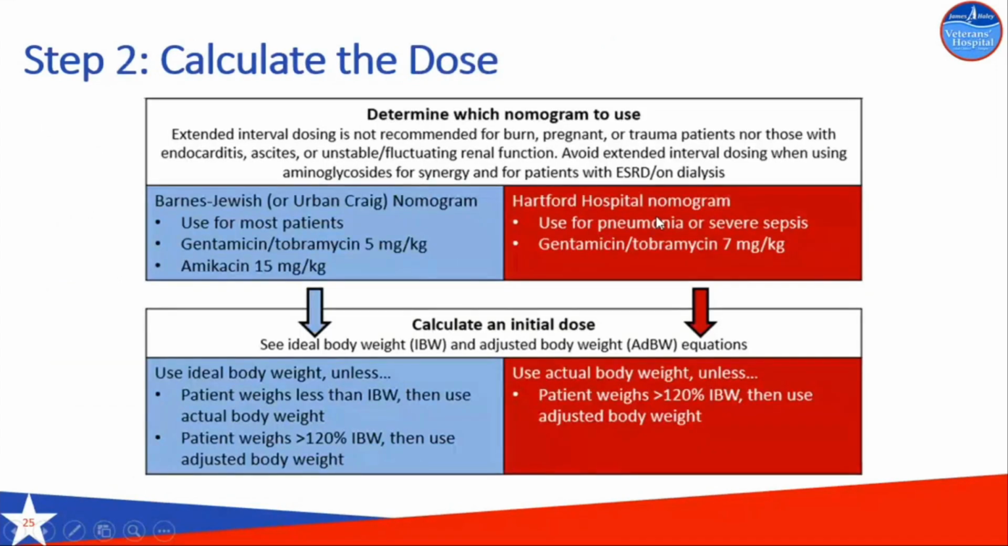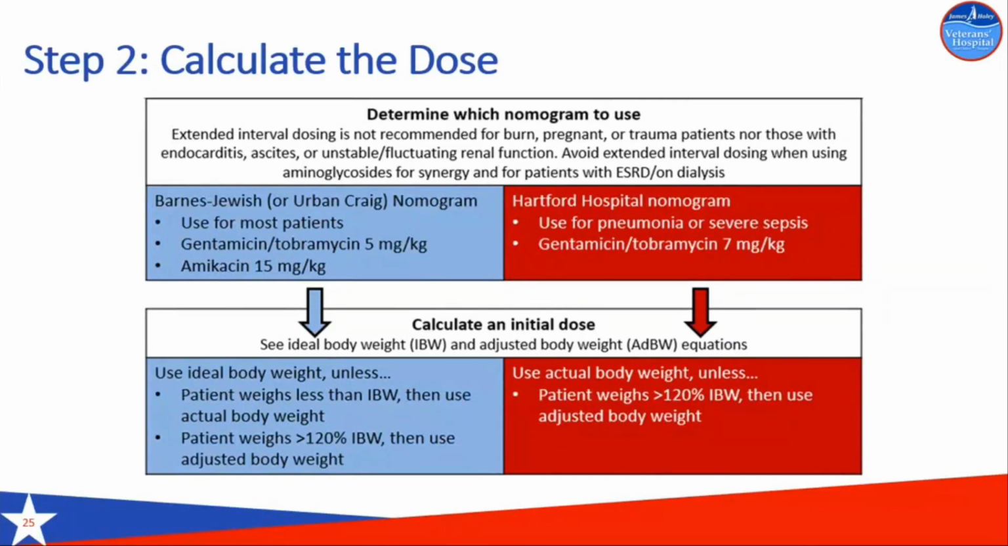So step 2 is, once you determine which nomogram to use, you want to calculate the dose of the aminoglycoside. The algorithm that's on your screen, and in your booklet, tells you exactly what dose you're going to be using. In most cases, you're going to be using ideal body weight.